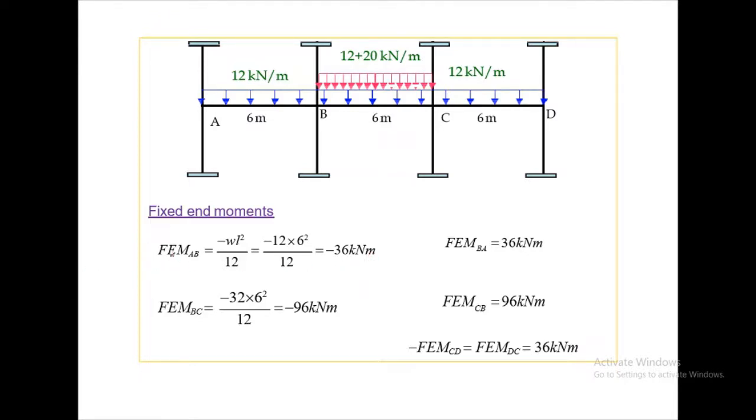So fixed end moment FEM AB is WL square by 12, which is 12 into 6 square divided by 12, and FEM BA is 36 kN. Similarly, FEM BC is equal to 12 plus 20, which is 32, so 32 into 6 square divided by 12, and FEM CB equals 32 into 6 square divided by 12.